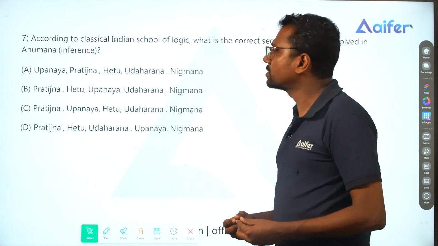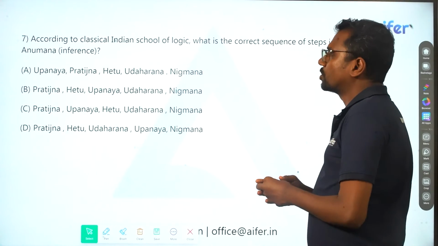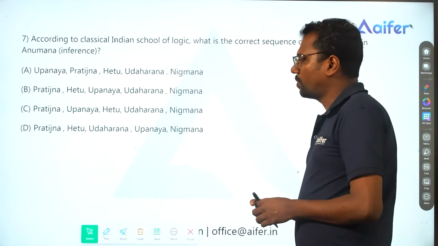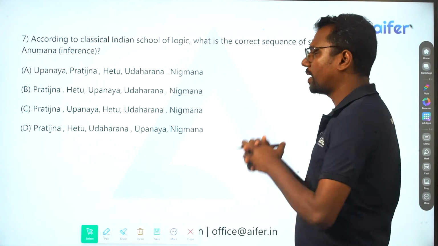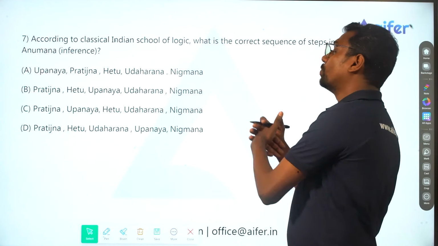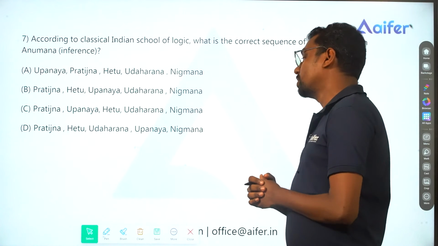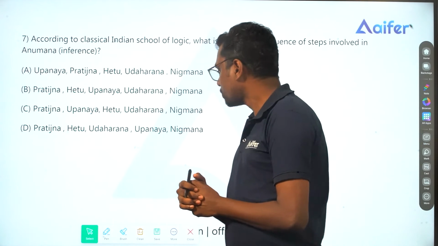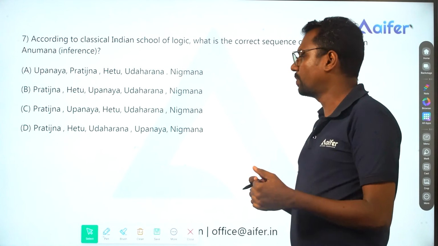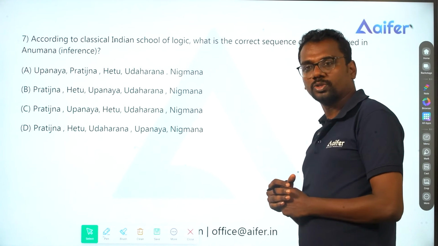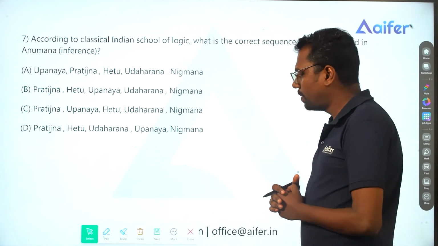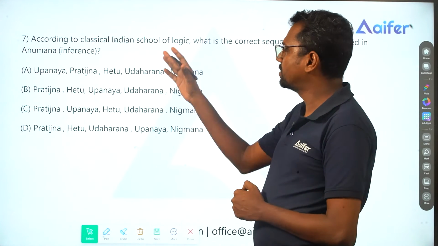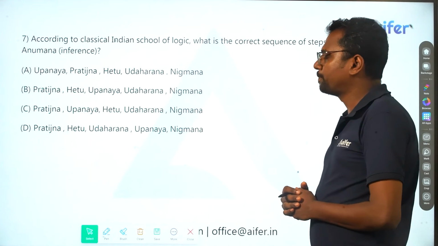According to the classical Indian school of logic, what is the correct sequence of steps involved in Anumana? The options are: Upanaya, Pratigna, Hedu, Udaharana, Nigamana; Pratigna, Hedu, Upanaya, Udaharana, Nigamana; Pratigna, Upanaya, Hedu, Udaharana, Nigamana; and Pratigna, Hedu, Udaharana, Upanaya, Nigamana. So this is it, what we have here.